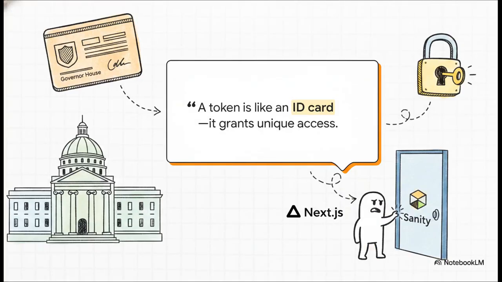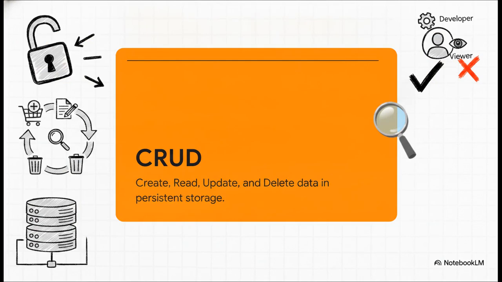To really wrap your head around this, think about this brilliant analogy from Sir Amin during the practice class. He explained that a Sanity token is essentially like a Governor House ID card. It proves exactly who you are, and it grants you unique, secure access to your specific account. If you don't generate this API token in your Sanity settings, your Next.js app is basically just a stranger knocking on a locked door.